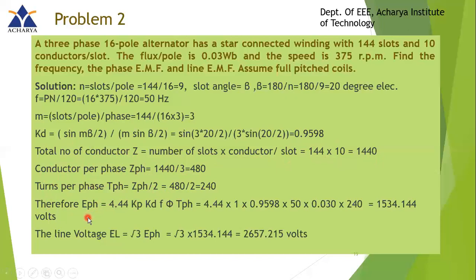Now substitute in the EMF equation. So the phase voltage is given by 4.44 Kp Kd f Φ T phase. So substitute the values which are given. Flux is 0.03 webers. That's what here we have written into T phase. So we get this voltage. Now we need to find out what is the line voltage. So line voltage is √3 times phase voltage. So we get this particular value.